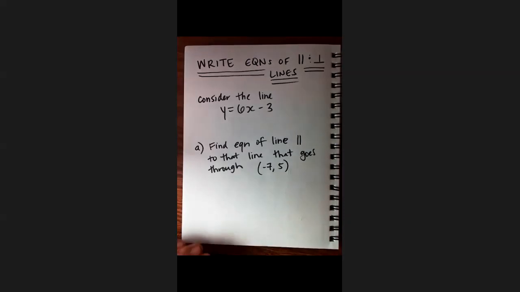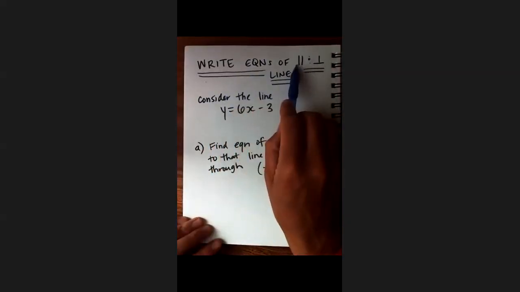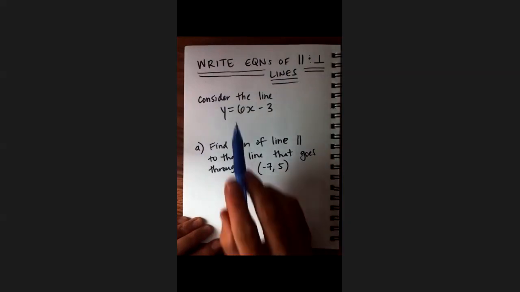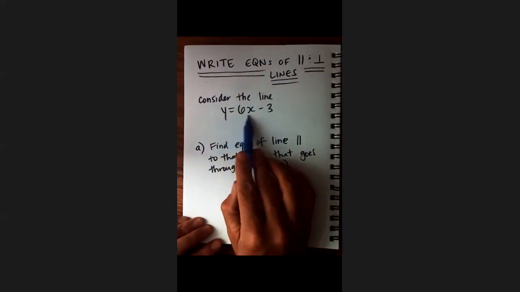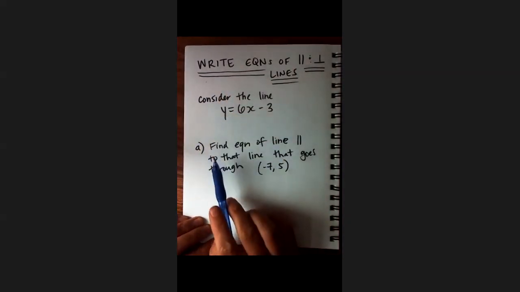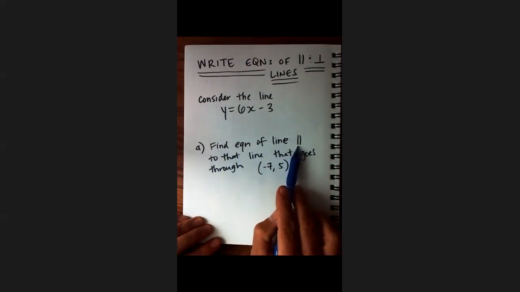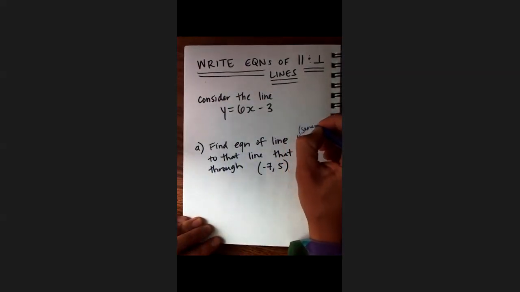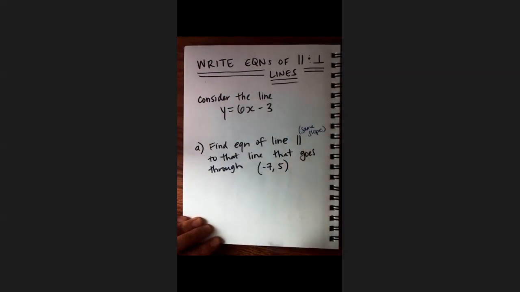Next up in our lesson, we're going to write equations of parallel and perpendicular lines. Our example says, consider the line y equals 6x minus 3. Our first question says, find the equation of the line parallel, so that means we're going to have the same slope, parallel to the line we're given, that goes through the coordinates (-7, 5).